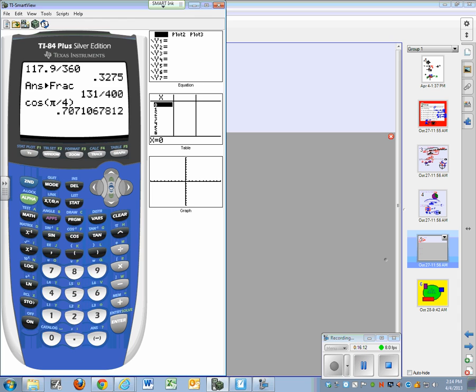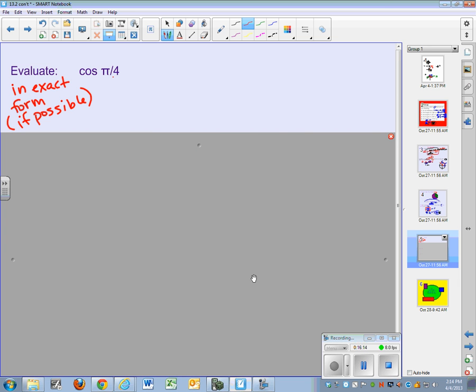So the first thing that we need to do is convert this pi over 4 to degrees. So use your unit circle. Find pi over 4 on your unit circle. And find the corresponding degree measure. And pi over 4 should be 45 degrees, right? Which is a special angle. Remember we talked about those special angles, 30, 60, 90, 45, 45, 90?